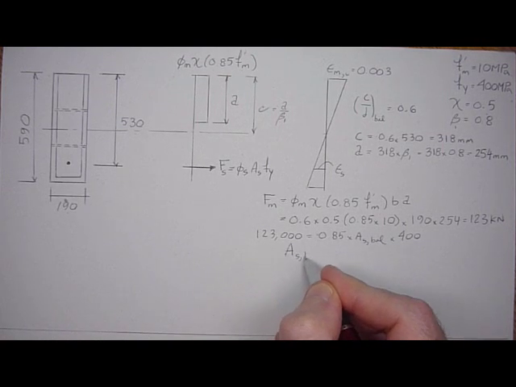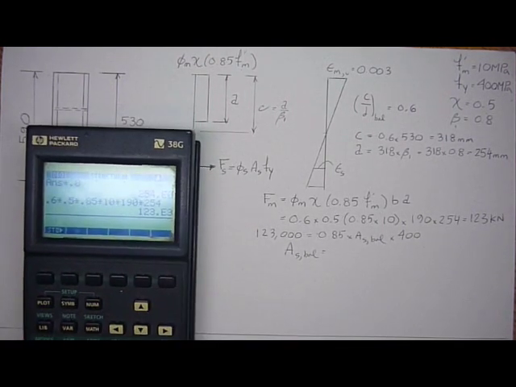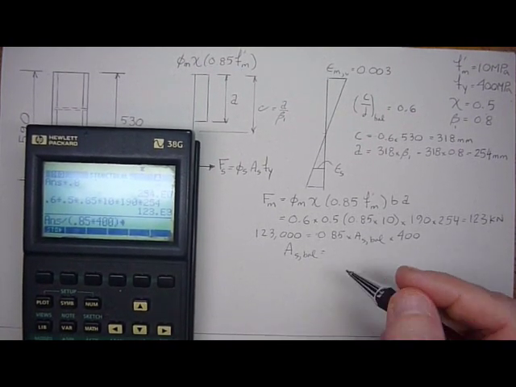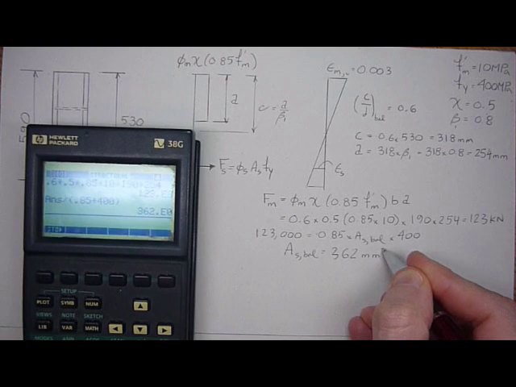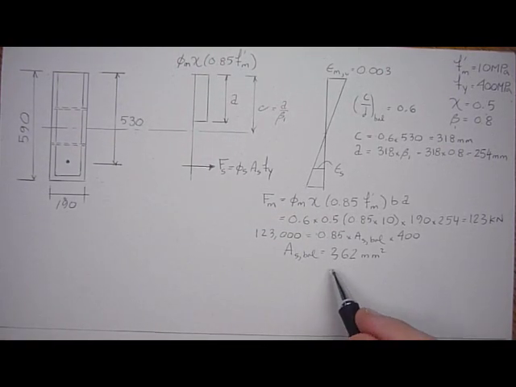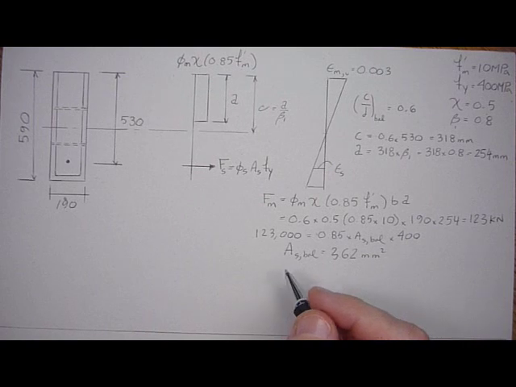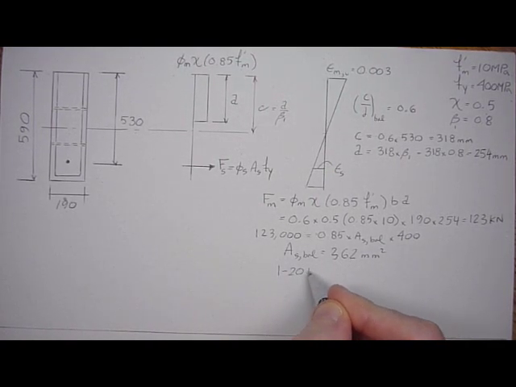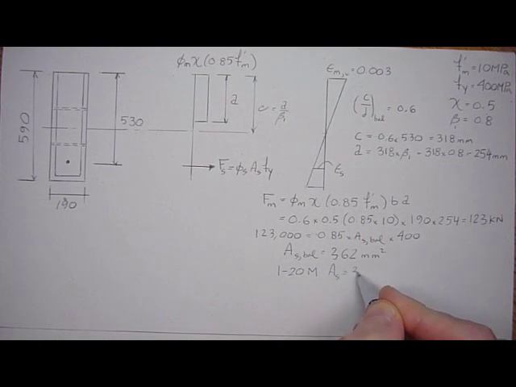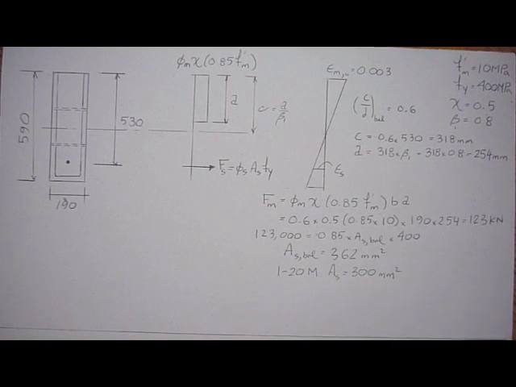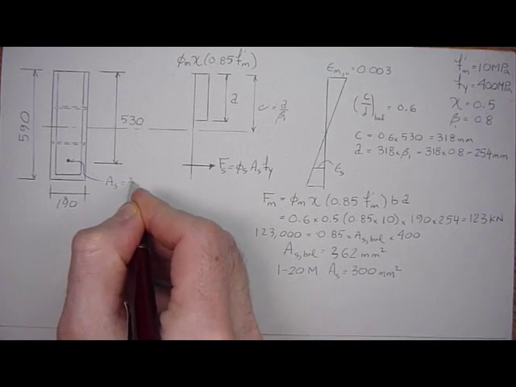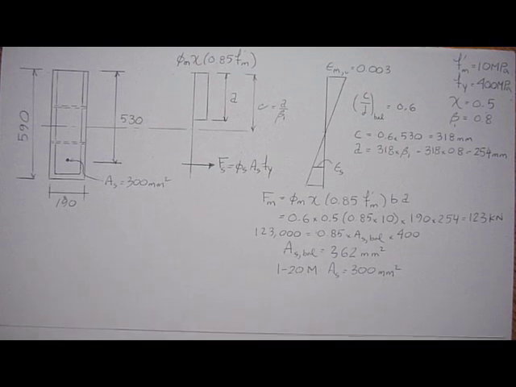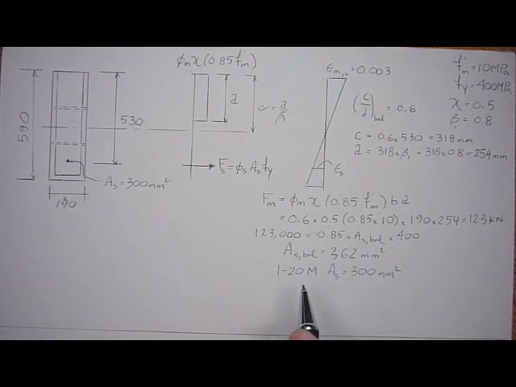So area of steel balanced would be 123,000 divided by 0.85 times 400, which is 362 millimeters squared. So we can safely put in steel that's below 362. The next nominal bar size would be 1 20M, which has an area of steel of 300 millimeters squared. So for this design problem, we'll use an area of steel of 300 millimeters squared, which is below area of steel balanced.